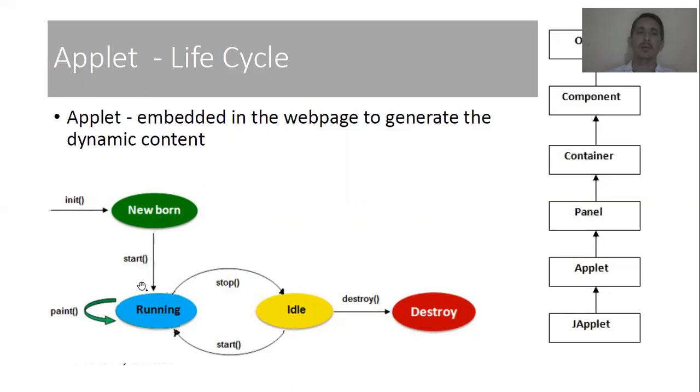The paint method is called whenever the start method is executed, meaning it shows the window. To show the window, it automatically calls paint. And if we need to change anything manually, we can call the repaint method, which calls the paint method.